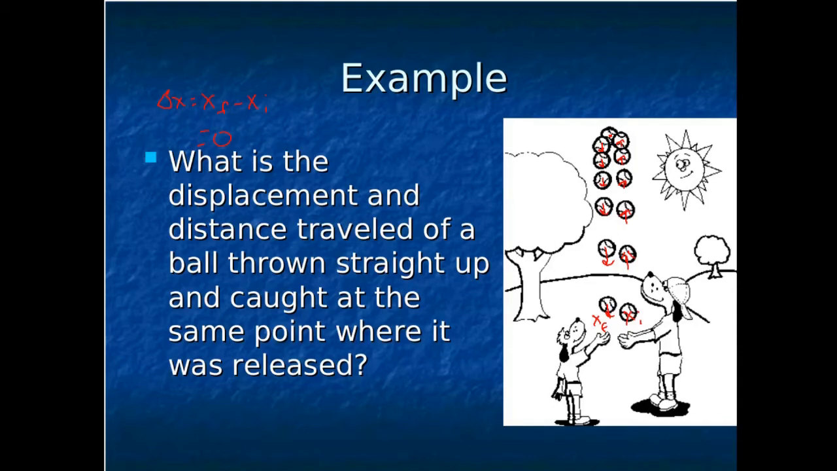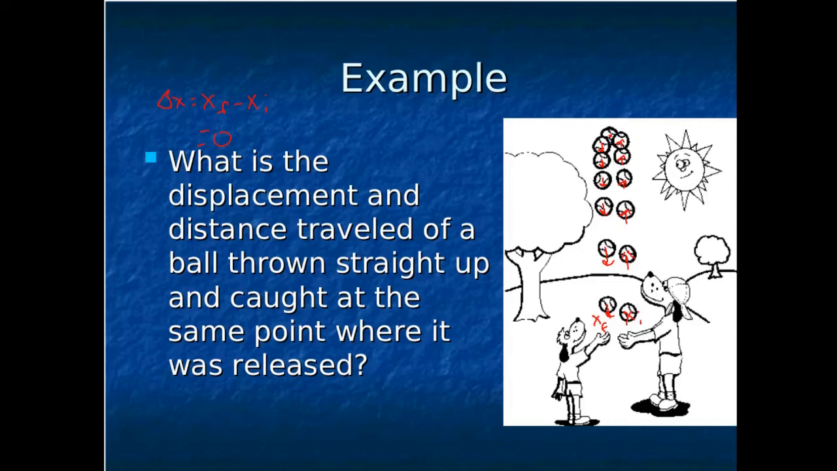Why do I get 0? Because the object ended and started at the same position. So the displacement is 0. But the distance traveled isn't 0. Clearly, it did travel some distance. It went up in the air. Based on the scale in this picture, I would estimate maybe it goes 2 meters up in the air and then 2 meters back down. So that's a total distance traveled of maybe 4 meters, but the displacement is 0.